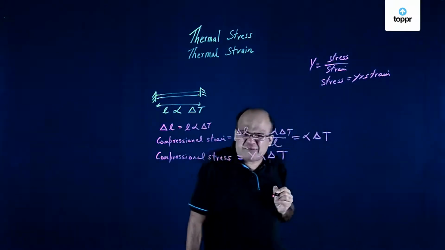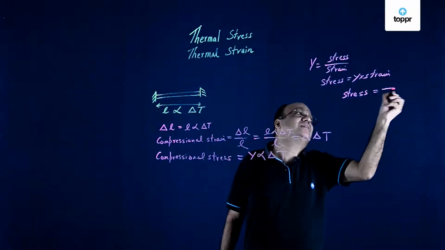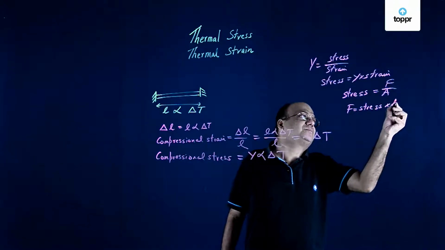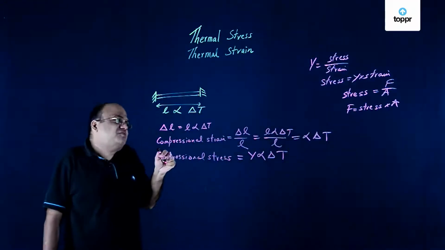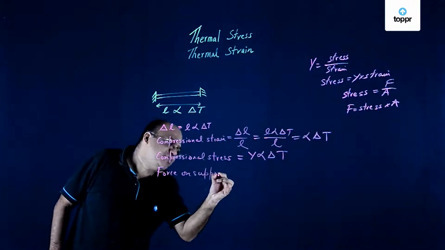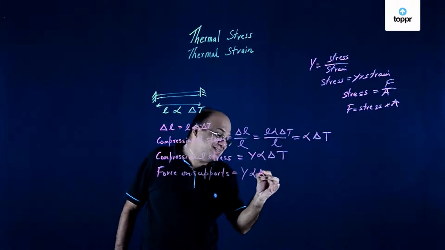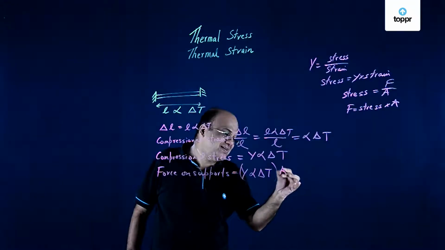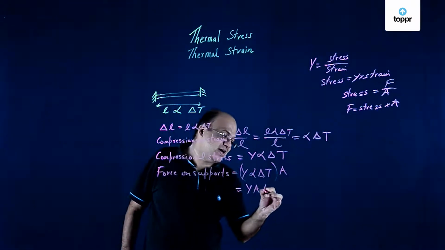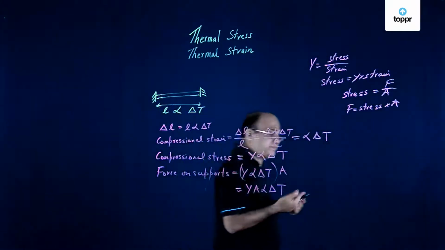Right? And stress is force upon area. Right? Stress is force upon area. So, force will be stress into area. Therefore, because of this stress, there will be a force on supports. And that force on supports will be Y alpha delta T. This is the stress. You multiply by area, right? Stress into area gives us force. So that will be equal to Y A alpha delta T. So this is how we find force on supports.